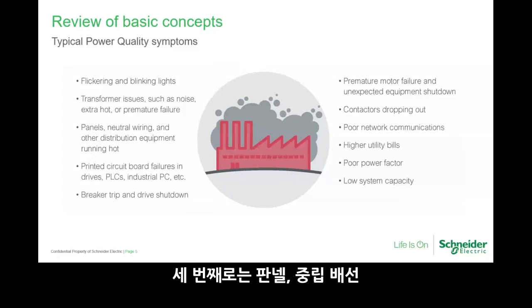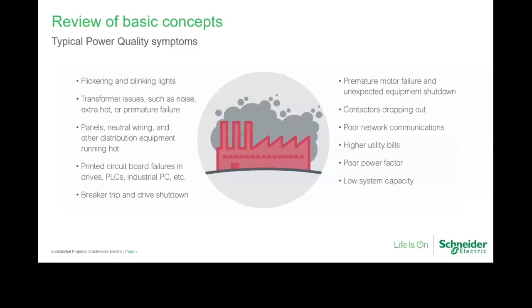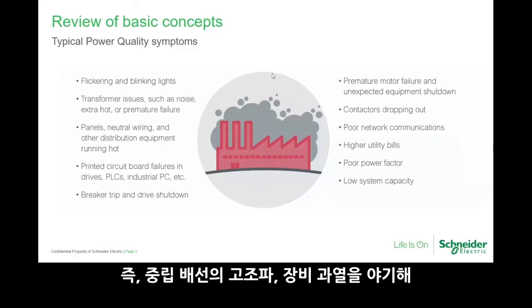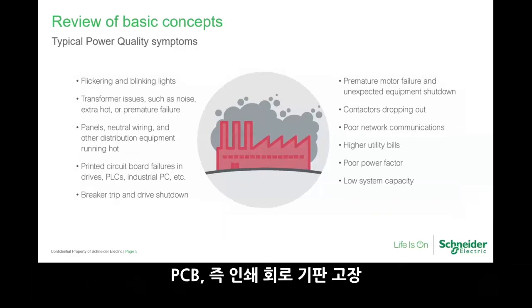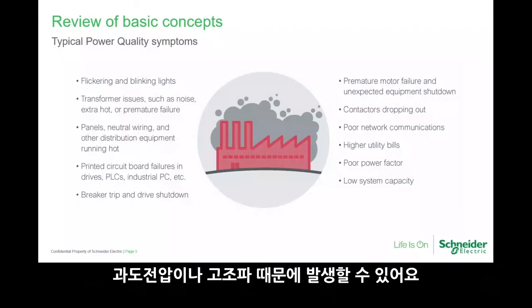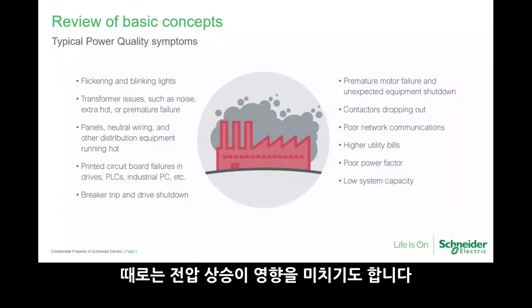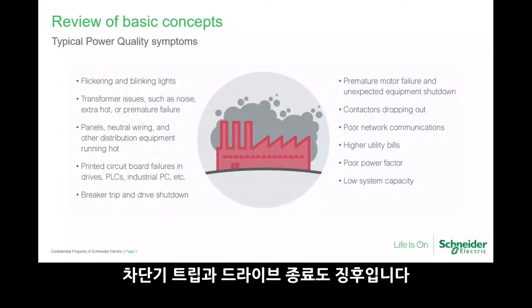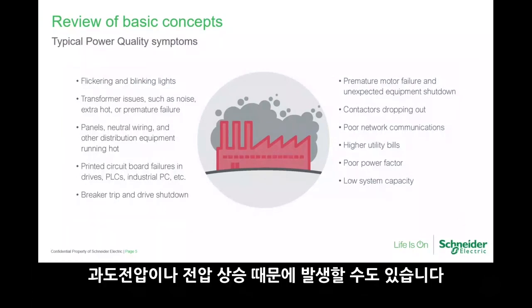Thirdly, panel neutral wiring and other distribution equipment running hot. This is about harmonics in the neutral wiring and also harmonics causing the equipment to deteriorate, running hot. Printed circuit board (PCB) failure in PLCs, industrial PCs, and so on and so forth could be caused by transients, by harmonics, or sometimes by a swell. Breaker trips and shutdowns could be caused by harmonics, transients, and voltage problems as well.